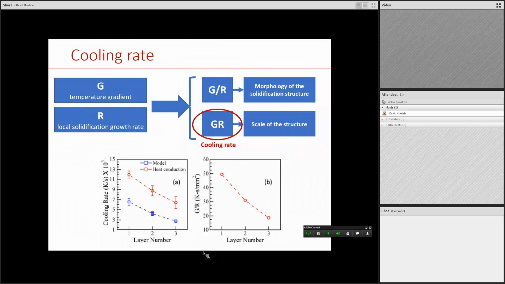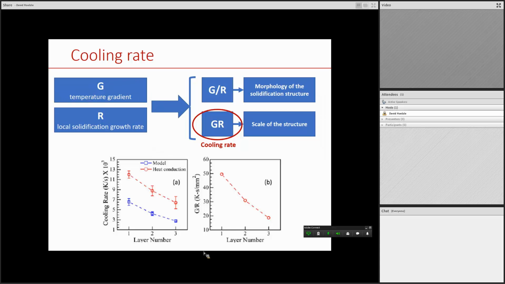There are two important parameters that affect the solidification structure: G, which is temperature gradient, and R, which is solidification growth rate. These two parameters are actually affected by the shape of the fusion zone and the temperature field.